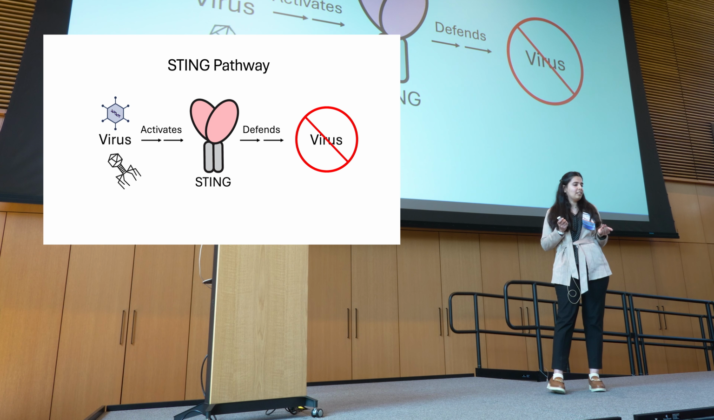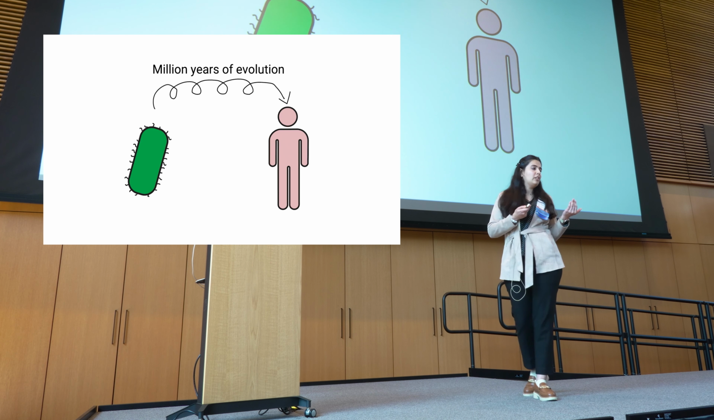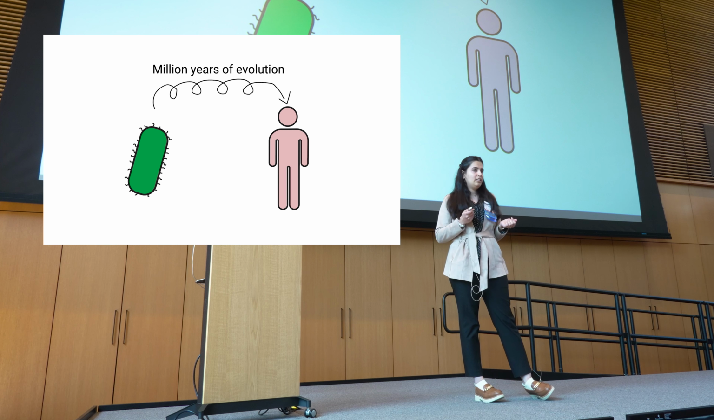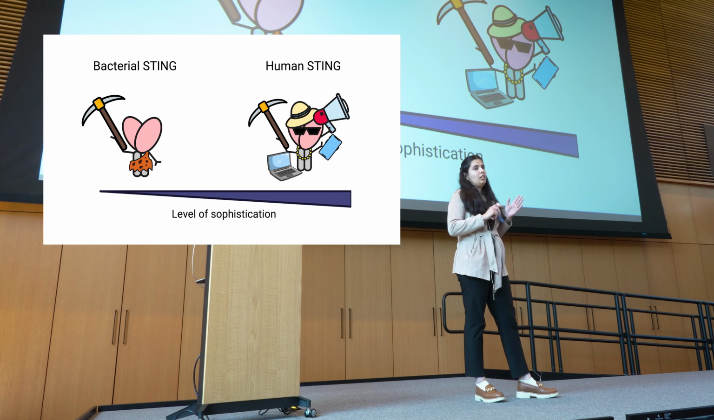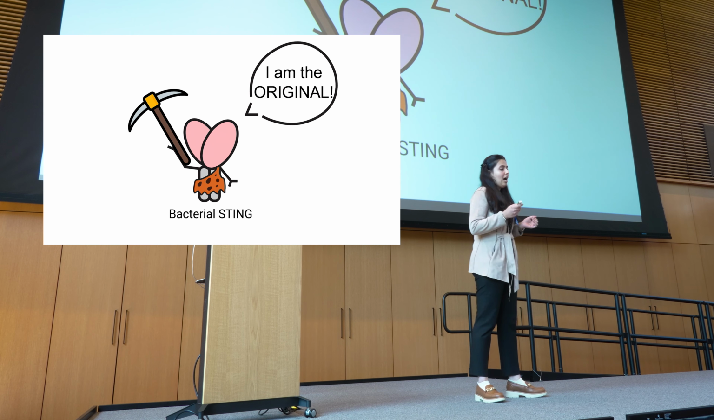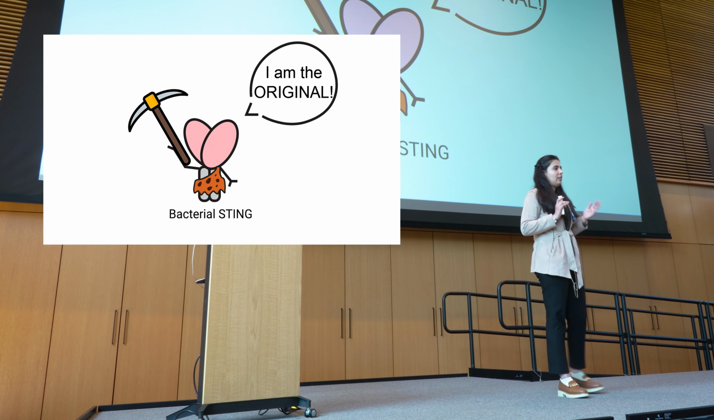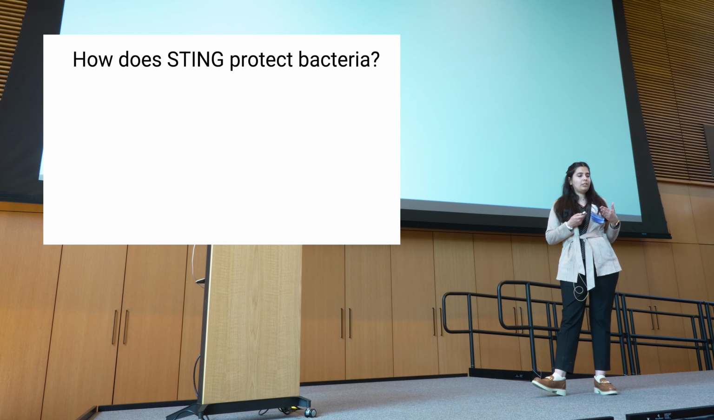against their respective viruses. However, because we are separated by millions of years of evolution, our STINGs are a bit different. While the bacterial STING is the basic version, the human STING is more advanced with more cooler features. So I work on the bacterial STING, where it all started. So how does the STING protect bacteria against bacteriophage?